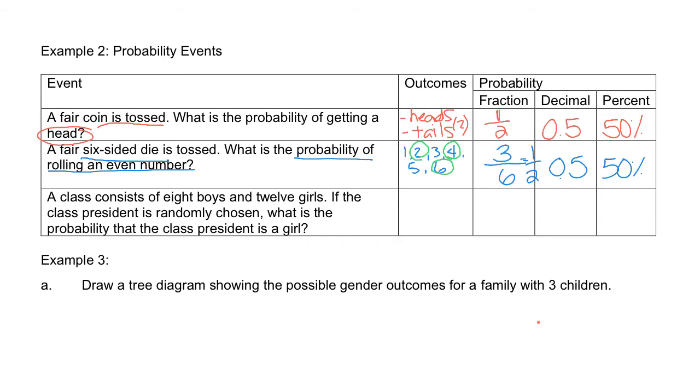Okay, let's take a look at our last one here. We have a class consists of 8 boys and 12 girls. If the class president is randomly chosen, what is the probability that the class president gets a girl?